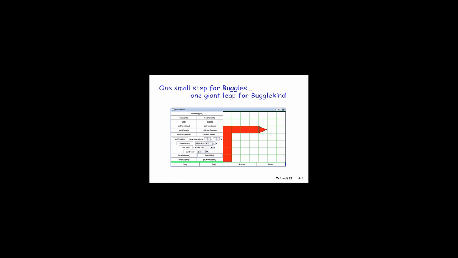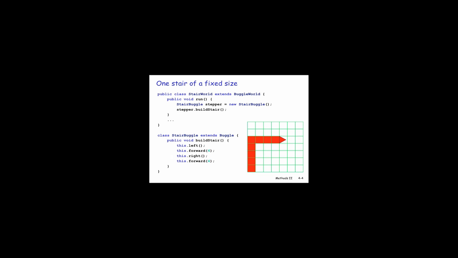So our goal is to study an abstraction over a buggle that makes a stair-like pattern where it goes up and over. And here is a method for a new kind of buggle called a stair buggle. In this method, called buildStair, the body of this method is that the buggle is going to go to the left, then forward some number of steps, in this case 4, then turn right, and then go forward 4 more steps. And of course, the side length of the stair, in this case, is 5, which is 1 more than the amount it goes forward. And we would like to abstract over the side length of the stair that it draws.